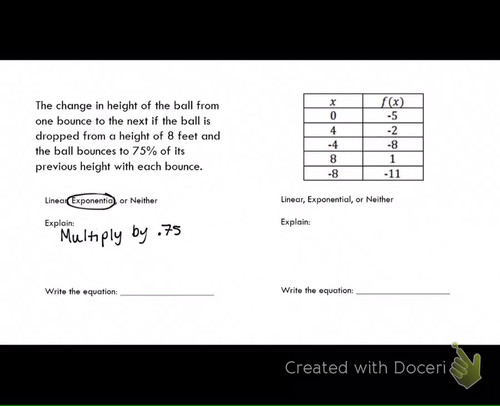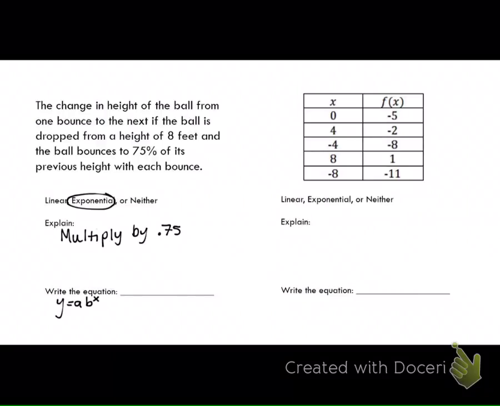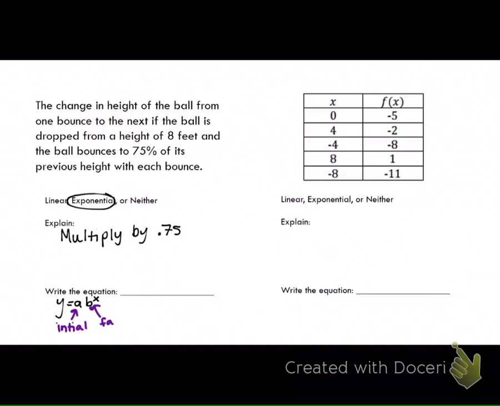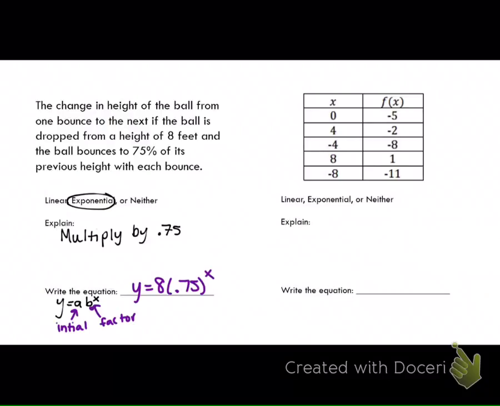So, what is my equation, Gabe, for this one then, if it's exponential? Try it. A is your initial height, and B is your factor. Y equals 8 times 0.75 to the x. Not just x, but to the x. There you go.